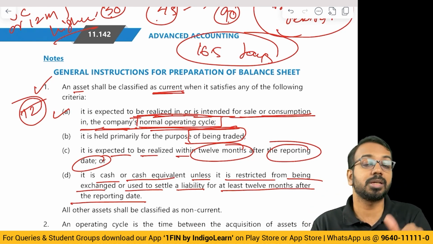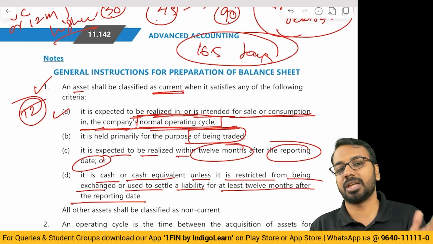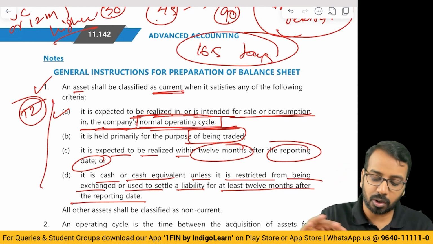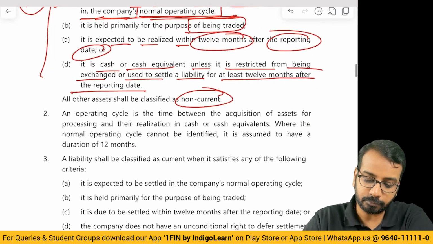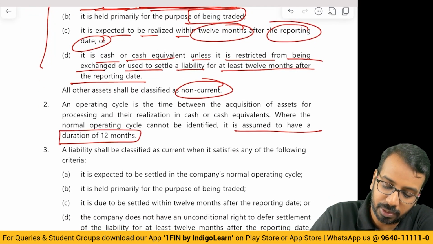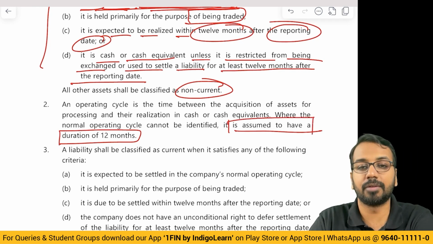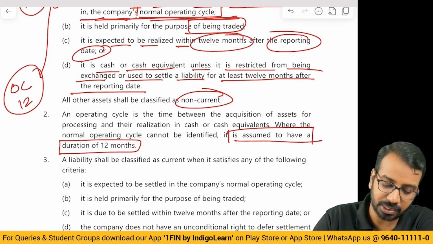So what are the current things? Within the operating cycle, within 12 months, trading items, cash and cash equivalents. Okay, other than this, all others are classified as non-current. You will assume, if nothing is available, an assumption of 12 months will be made for the operating cycle. So for us, it will be operating cycle or 12 months, whichever is greater.